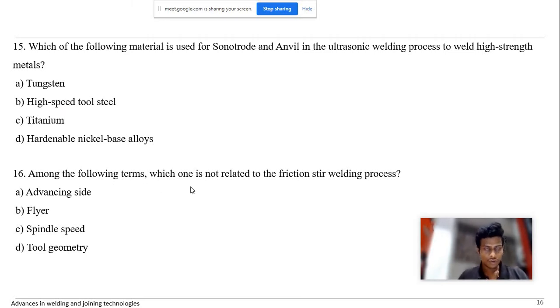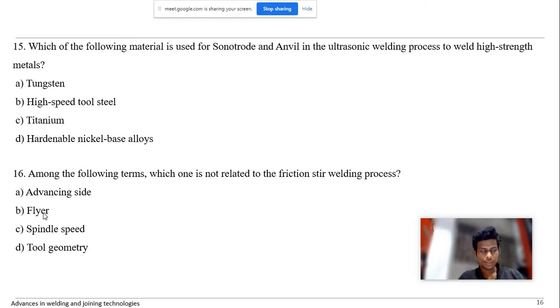Okay, I'll go for the next question. Among the following terms, which one is not related to the friction stir welding process? This is basically a straightforward question. Can anyone comment on this? You guys have solved this also, right? Among the following terms, which one is not related to the friction stir welding process? What did you say? Let me check in the chat box.